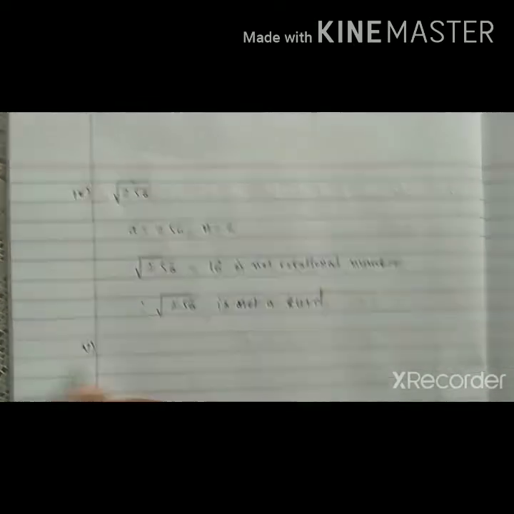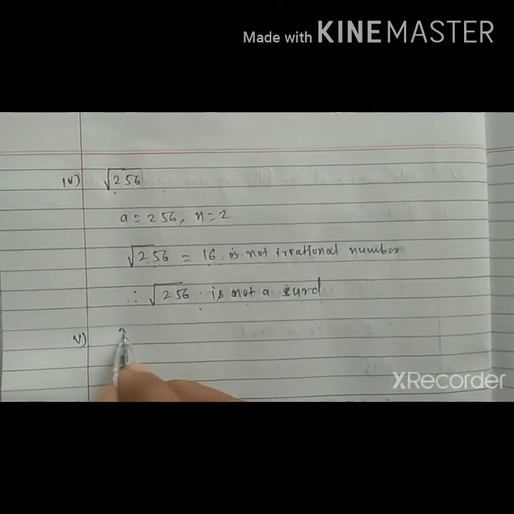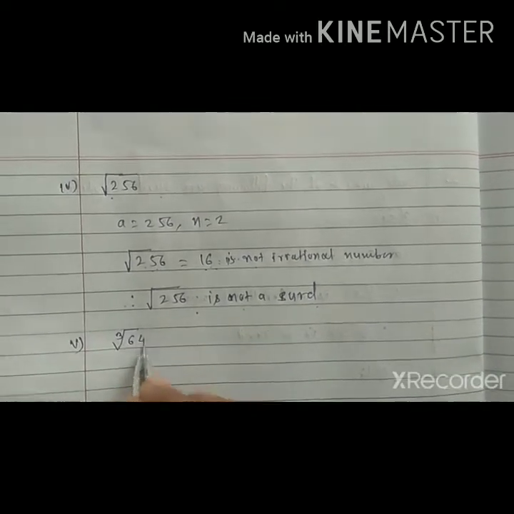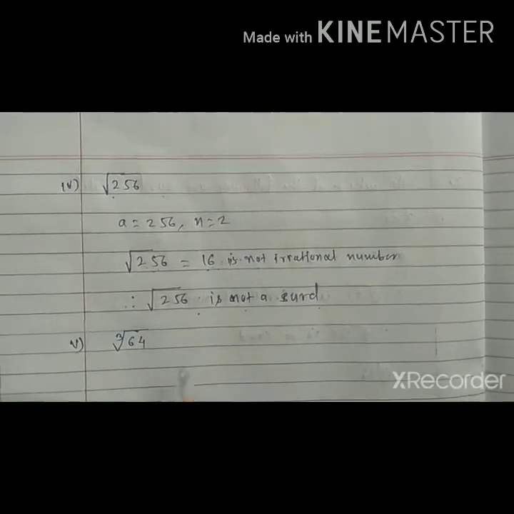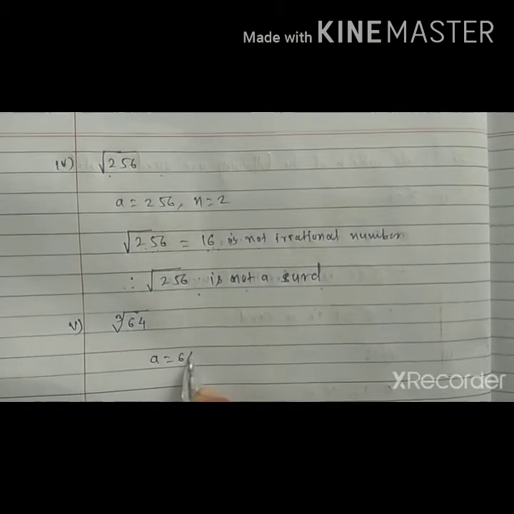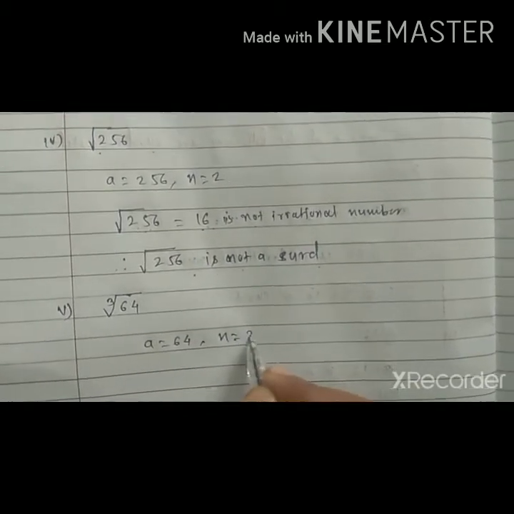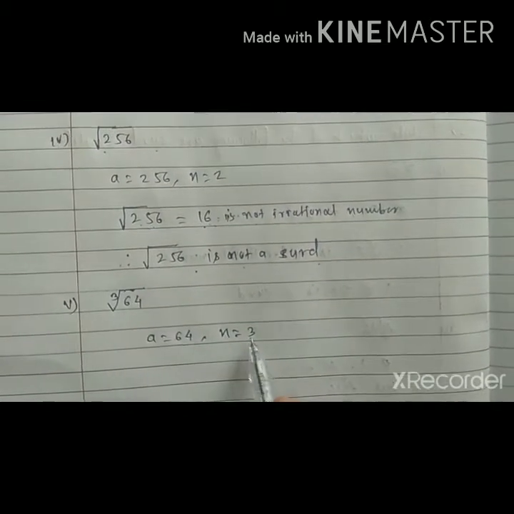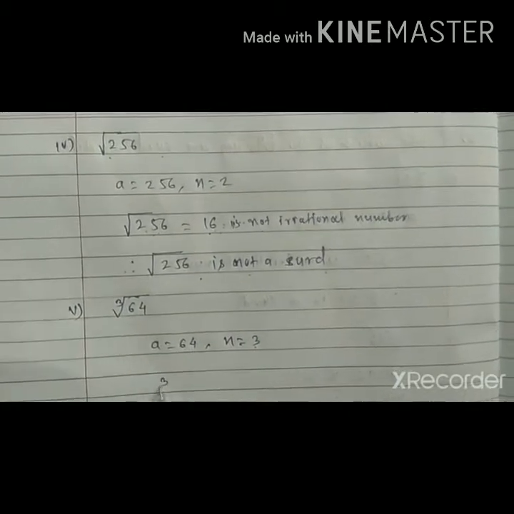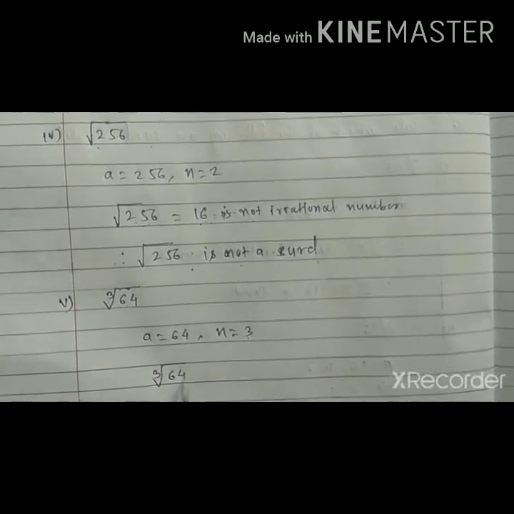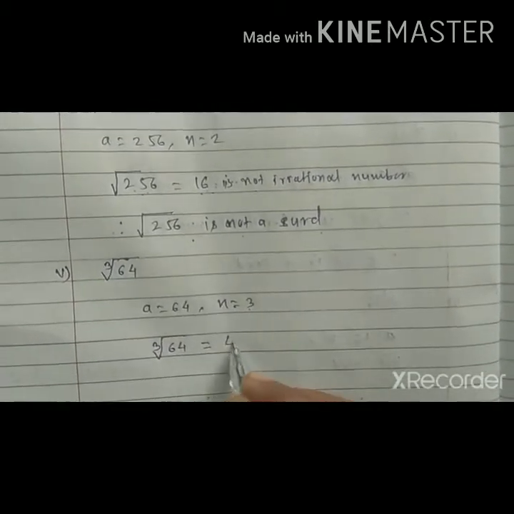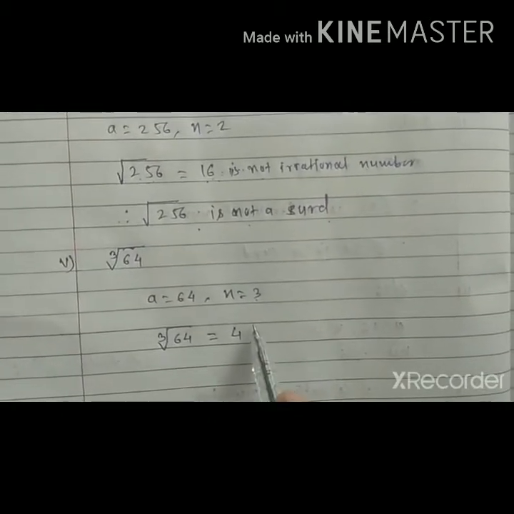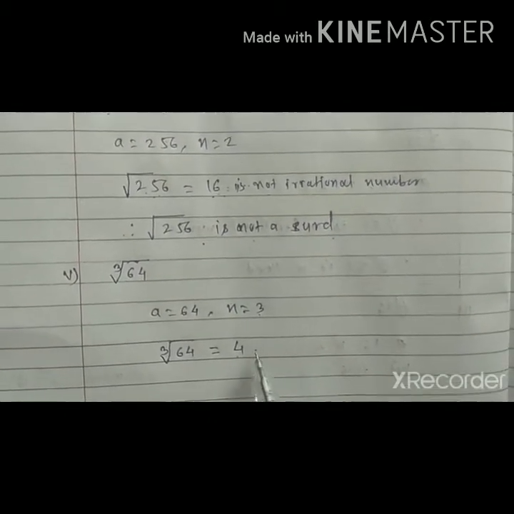Fifth, cube root of 64. Here A is equal to 64. N is equal to 3, means the order is 3. So again the cube root of 64 is 4, and 4 is a rational number.